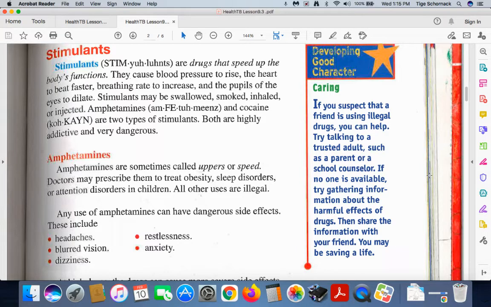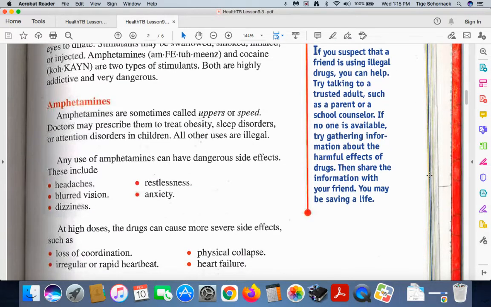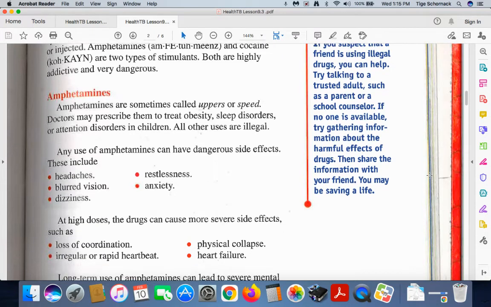Caffeine is also a stimulant, so this comes back to when we talked about not all drugs being considered illegal. Caffeine that you get from coffee or pop or even a lot of chocolate can be a stimulant. It can do the same thing, but it's not as bad as cocaine and amphetamines.